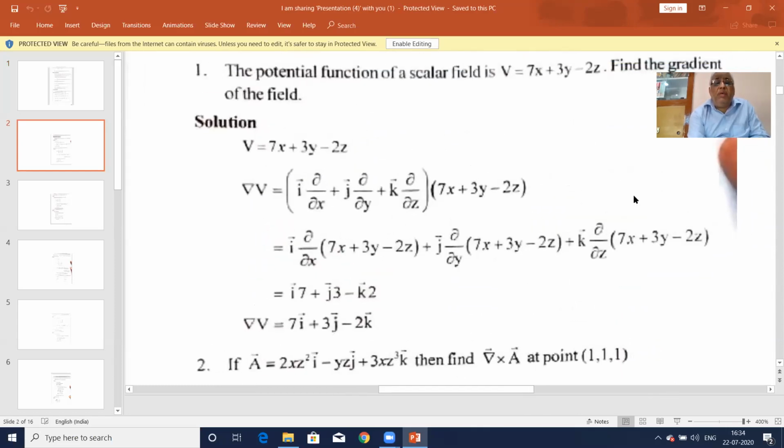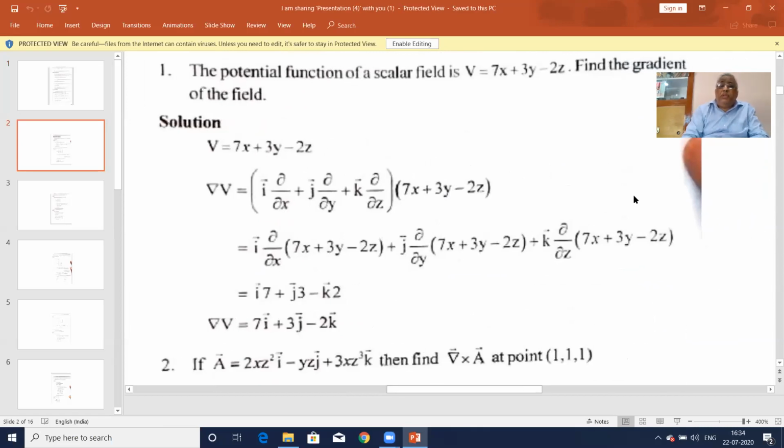But today we'll go on to some basic problems we encounter in daily physics, applications of vector analysis. The first problem will be discussed on a scalar field, which is related to the gradient of the field. The potential function of the scalar field is V equal to 7x plus 3y minus 2z. Find the gradient of the field.